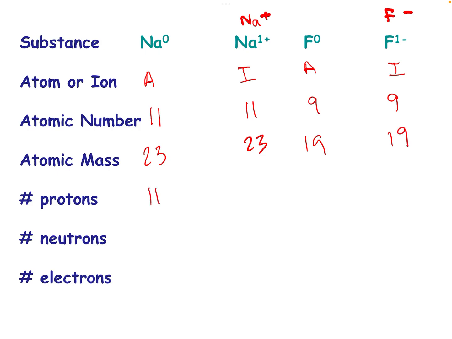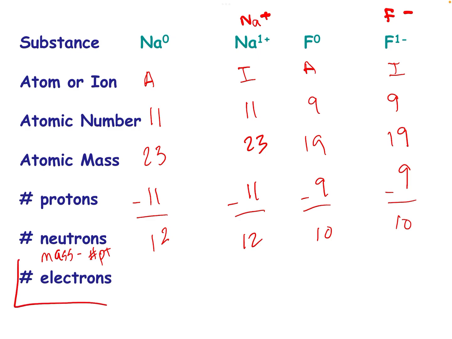Number of protons is the same as atomic number. Okay, who remembers how to find neutrons? That's going to be mass minus number of protons. So we have it set up already like a subtraction. 23 minus 11 is 12. 19 minus 9 is 10.